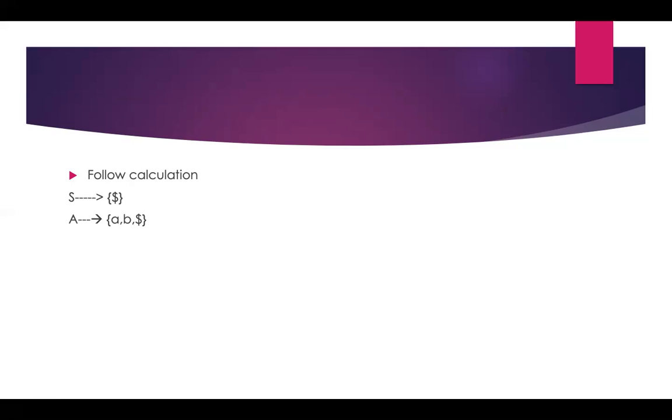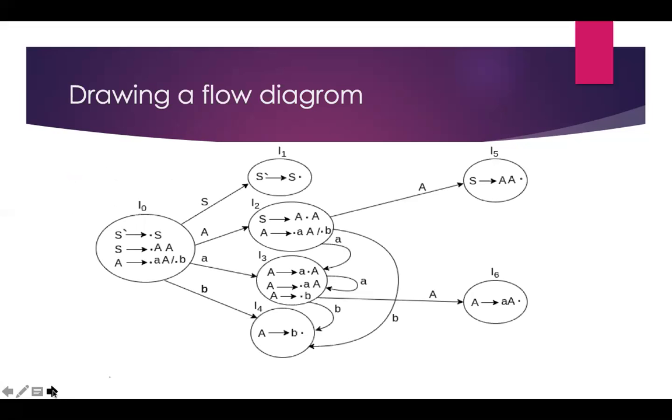So one more thing, after augmentation we need to calculate the follow also. After that we need to construct the flow diagram using the closure property, that is, we need to insert a dot before and after. In particular, the first stage, that is the I naught stage. Here in the augmented grammar, for each and every production, before that symbol we need to insert one dot.